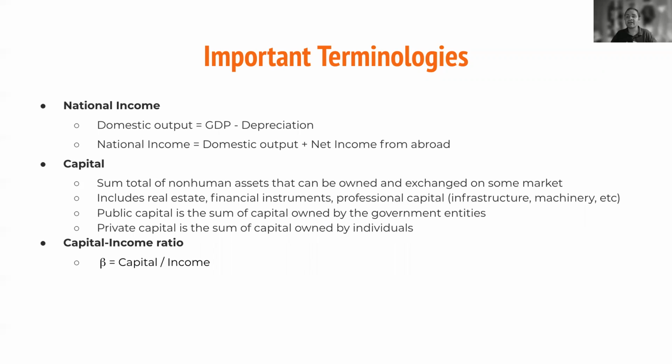And this capital can be further classified into public and private. Public is what the government entities own, private is what individuals and companies own. Lastly is capital income ratio, which is nothing but capital divided by income, and it's denoted by beta.